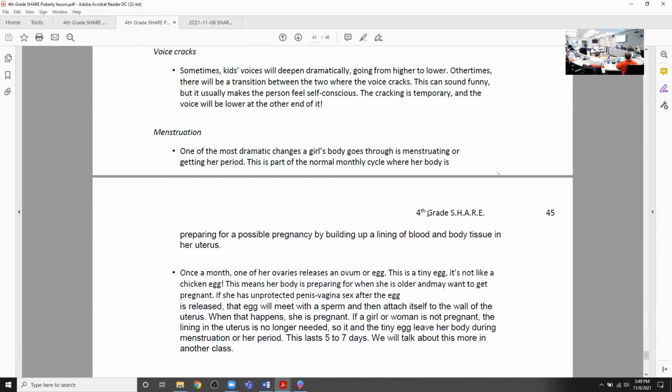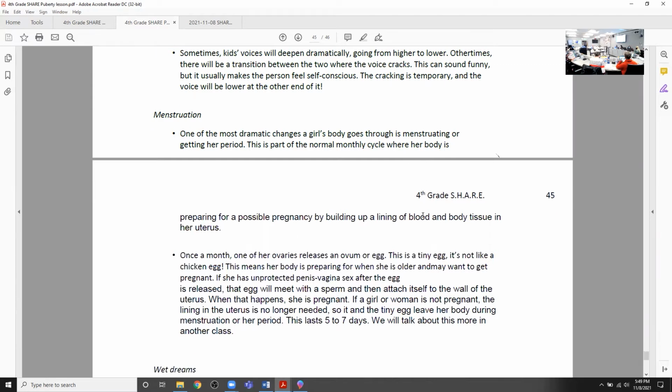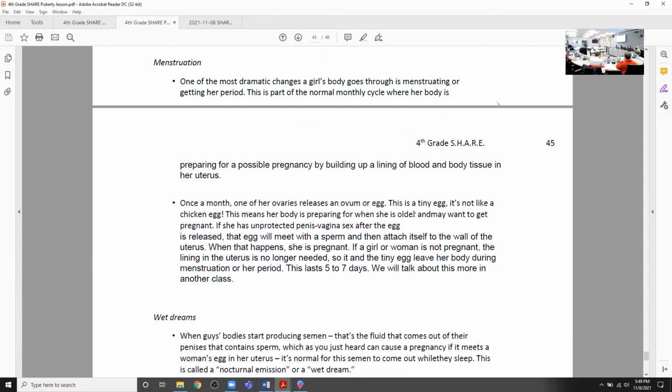Menstruation: one of the most dramatic changes a girl's body goes through is menstruating, or getting their period. It's part of the normal monthly cycle where her body is preparing for a possible pregnancy by building up a lining of blood and body tissue in her uterus.